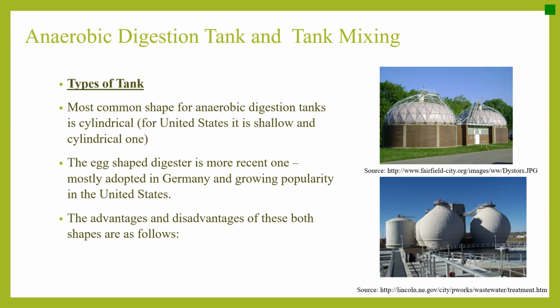Let's start with the anaerobic digestion tank and tank mixing. The most common shape for an anaerobic digestion tank is the cylindrical one, especially in the United States, where it is a shallow cylindrical type. The egg-shaped digester is a more recent one, mostly adopted in Germany and growing in popularity in the United States. The advantages and disadvantages of both shapes are going to be discussed in the next slide.